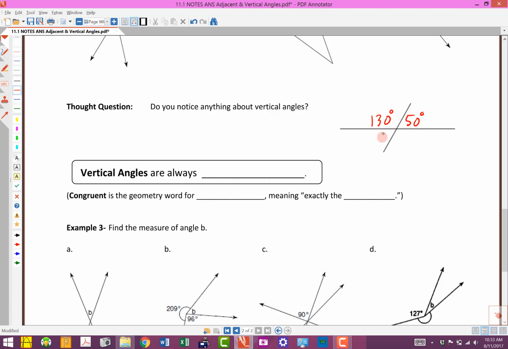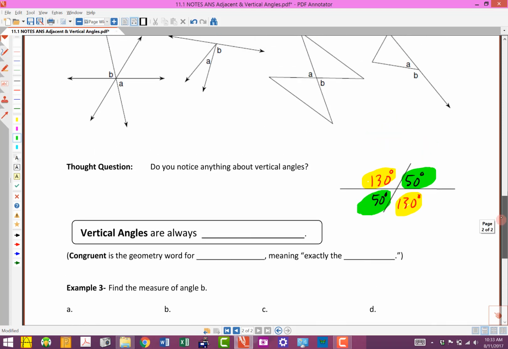Now I'm going to do the same thing over here on this side. This is a straight line, so there's got to be 180 degrees over here. If 130 degrees are right here, then this one's got to be 50 over here. And then I can do the same arithmetic either with this side or with this side. It doesn't make any difference. This one's going to end up being 130. So what do you notice about the vertical angles? So these two are vertical angles. I'll highlight those. And these two are vertical angles. I'll highlight those. So take a look at that.